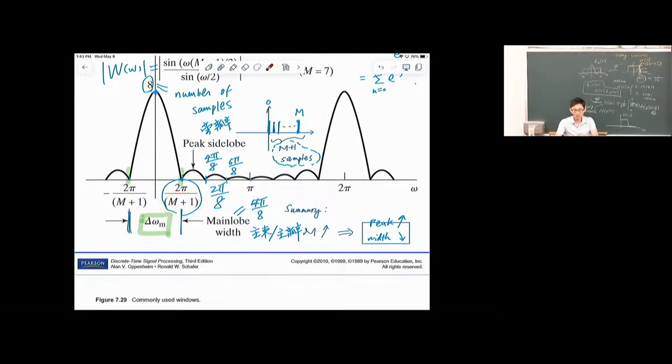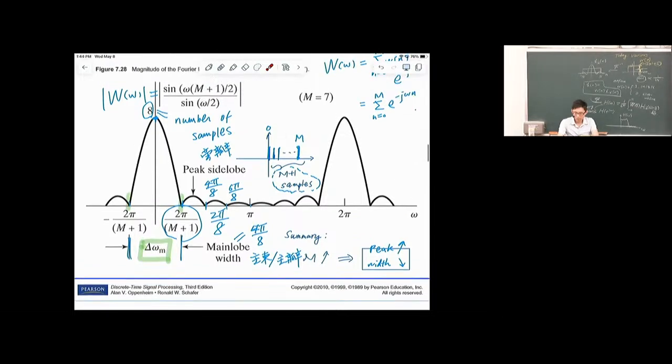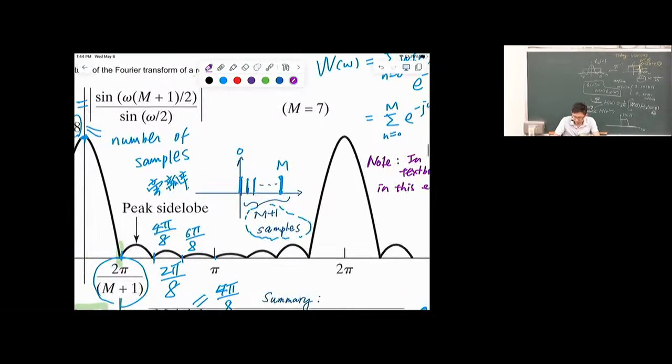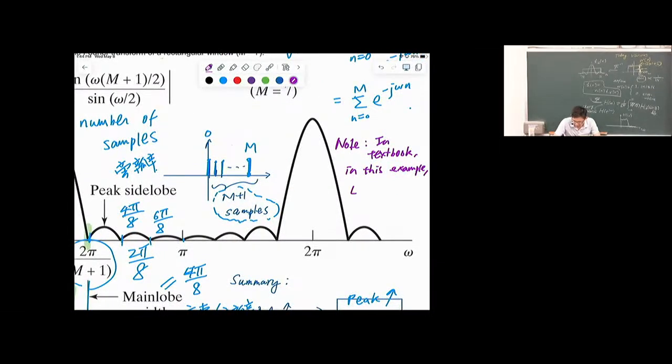In this particular example in the textbook, the length of the window is 8. I don't like that at all, because I need to put another note right here. In this example from the textbook, the length of the window is an even number.